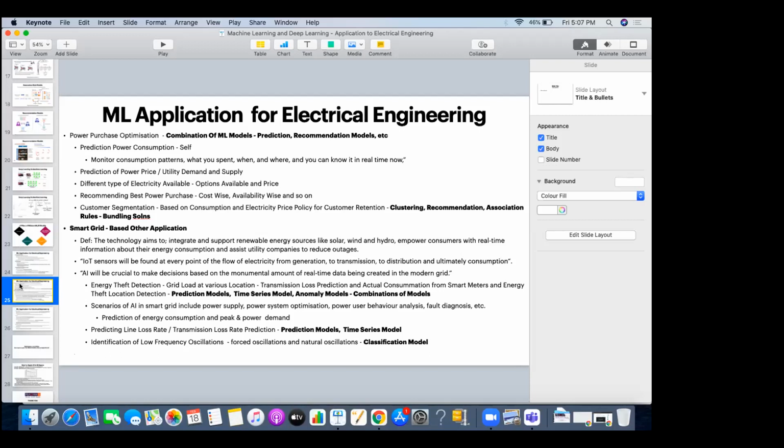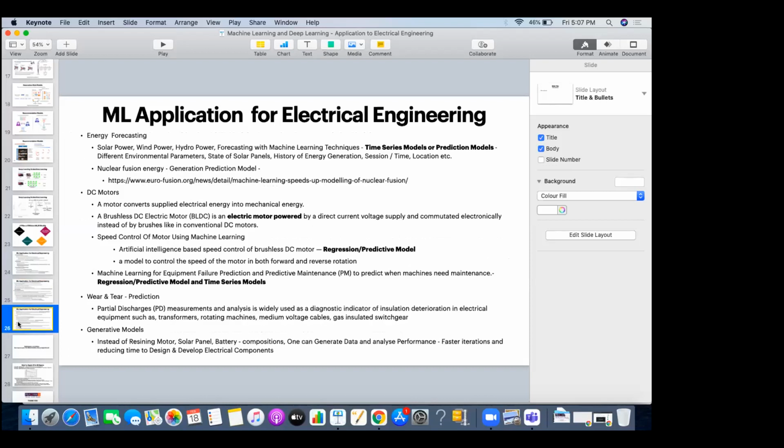So these are the things they are using. That is part of the smart grid concept. You already know what smart grids are: prediction models, energy theft detection. These kinds of models are there. What is important is to look at what essential area you are looking for, whether it is forecasting, like energy forecasting, how much energy we can generate.